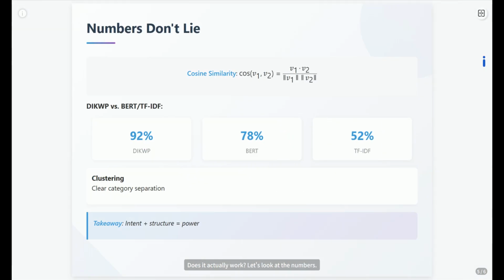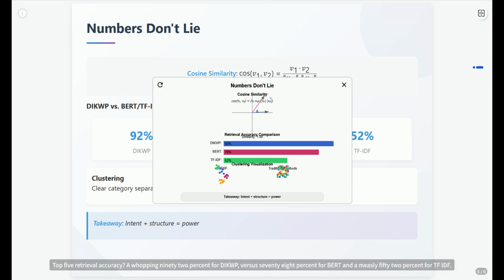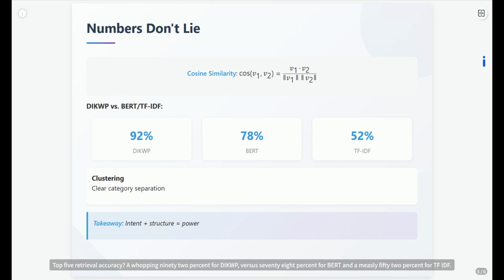Does it actually work? Let's look at the numbers. We used cosine similarity to measure patent vector closeness. Compared to standard BERT and TF-IDF, DIKWP blew them out of the water. Top 5 retrieval accuracy, a whopping 92% for DIKWP versus 78% for BERT and a measly 52% for TF-IDF.